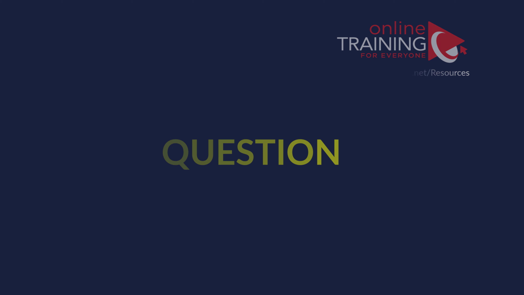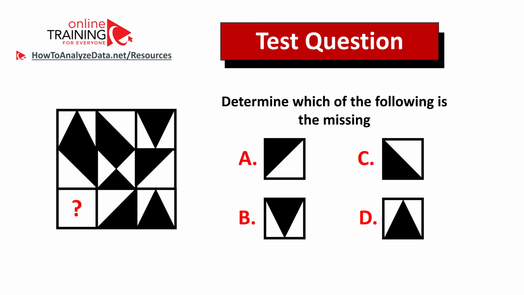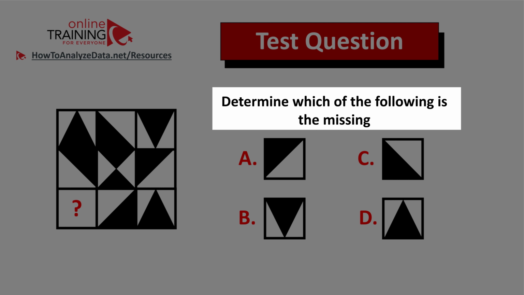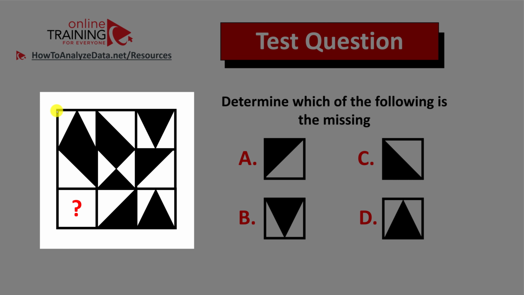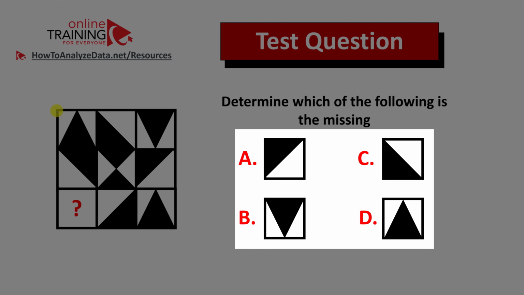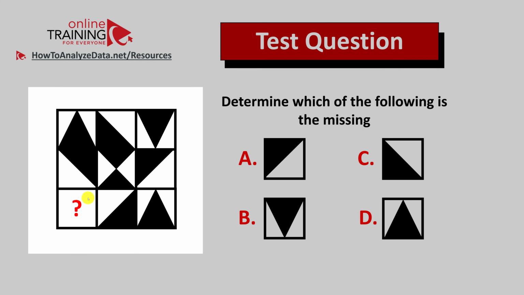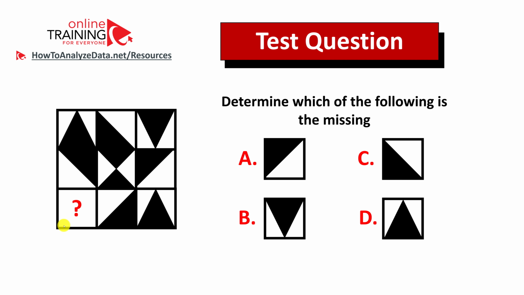Let me share with you an interesting question which tests your reasoning skills. Determine which of the following is missing. You're presented with a large square, which could be logically broken into 3 by 3 small squares, and 4 different choices: choice A, B, C, and D. You have a missing square in the bottom left corner. Do you think you can figure out the answer?